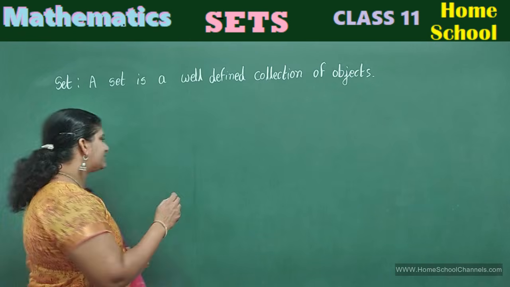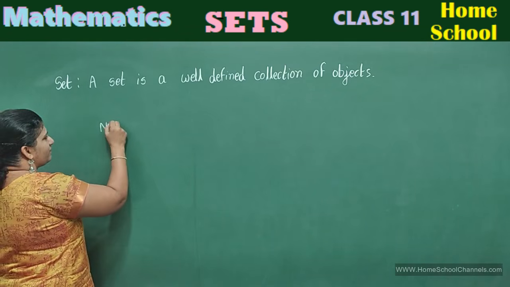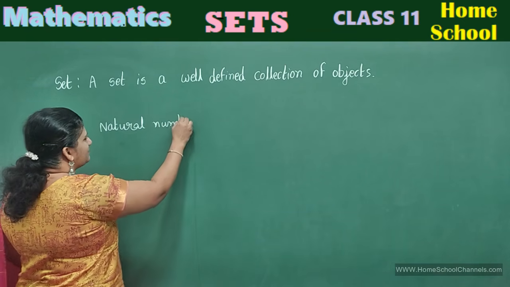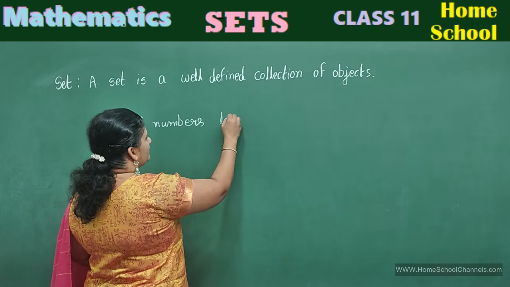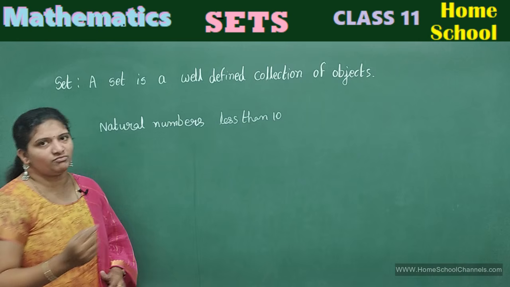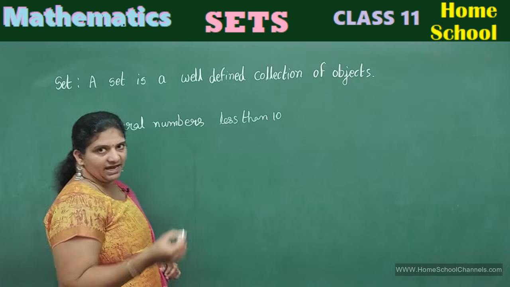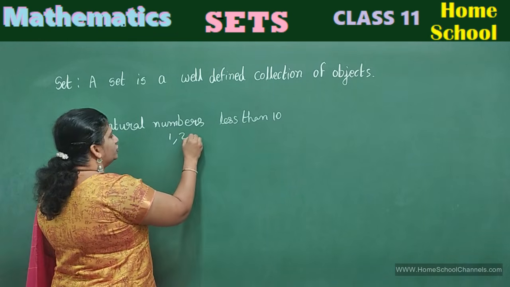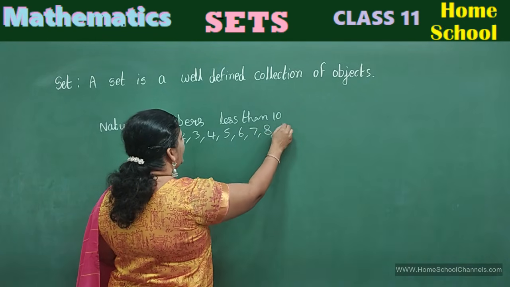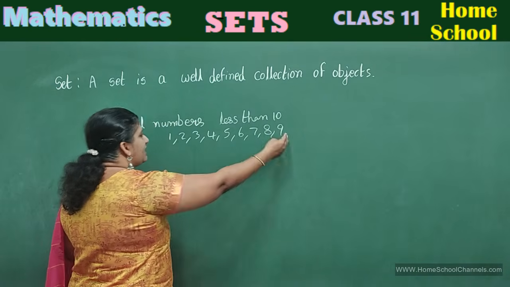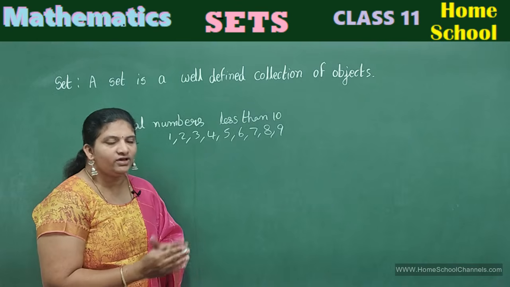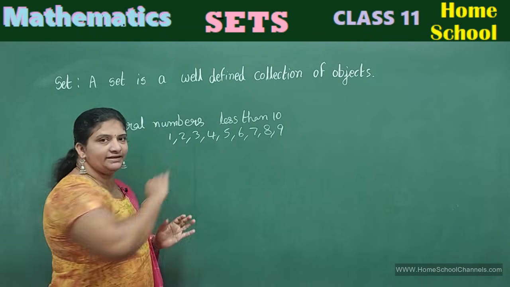Okay, let us collect some natural numbers. Natural numbers less than 10, if I say, what are all the numbers you can say? Natural numbers start from 1, 2, 3, 4, 5, 6, 7, 8, 9. Less than 10, so 10 won't be there here. What I have done here is a collection of natural numbers less than 10.